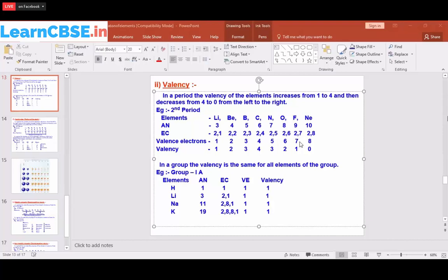Fluorine has 7 electrons in the outermost shell. It needs 1 electron to complete the outermost shell. So it will gain 1 electron, and the valency of fluorine is 1.